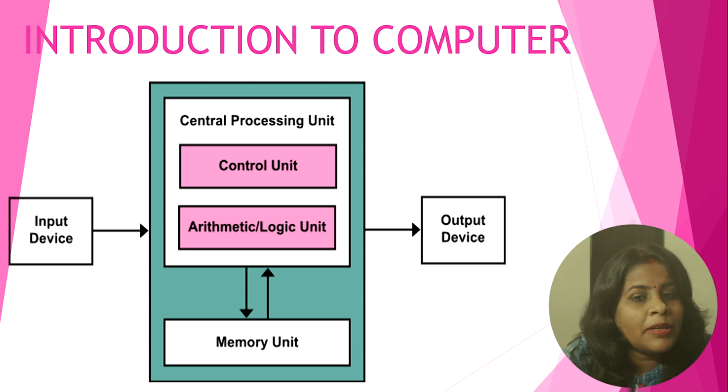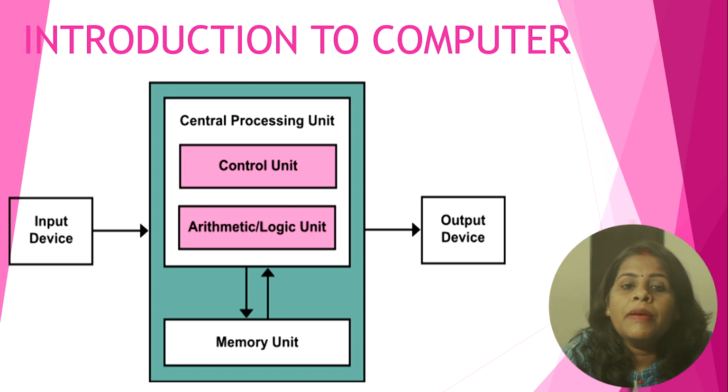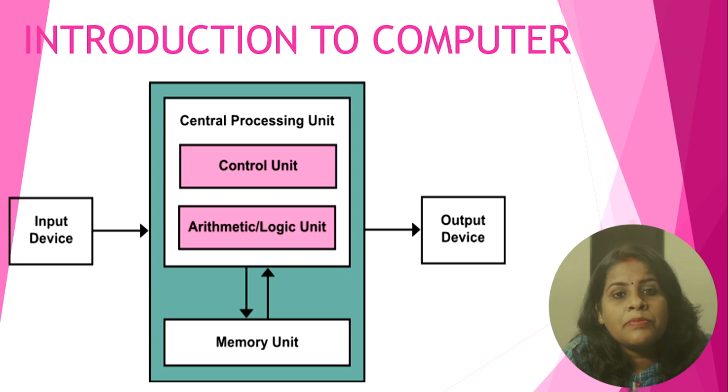Now start. Introduction to computer. What is a computer? As you all know, a computer is an electronic device, but it is not only an electronic device. It works on data, raw facts and information, and it gives us a processed result. So a computer is an electronic device that works on data: it gets input, processes it, and then gives us output as a result.